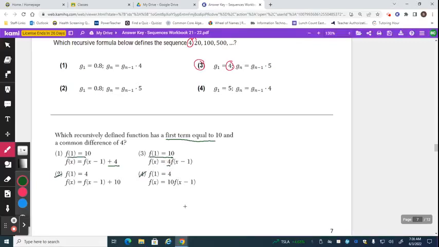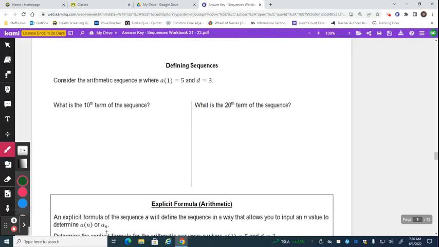3, it's getting multiplied by 4, so 1 would be the common difference. All right, consider the arithmetic sequence A, where A of 1 equals 5 and D equals 3. What is the 10th term of the sequence?